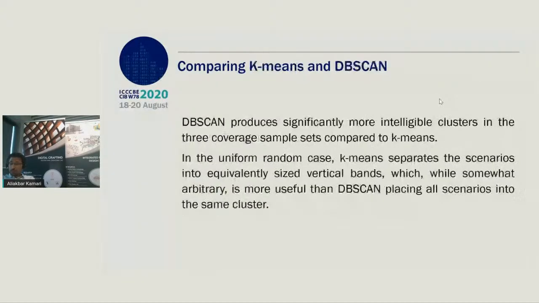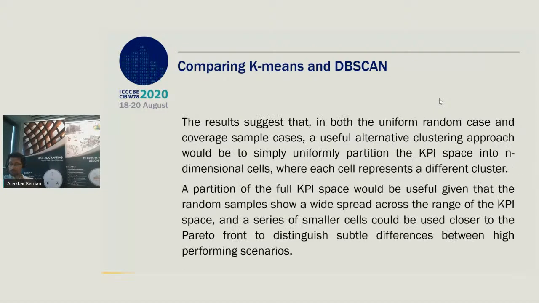So, for the comparison between the clustering methods, including k-means and DBSCAN, the results show that DBSCAN produces significantly more intelligible clusters in the 3 coverage sample sets compared to k-means. However, on the other side, in the uniform random case, k-means separates the scenarios into equivalently sized vertical bands, which, while somewhat arbitrary, is more useful than DBSCAN placing all scenarios into the same cluster.